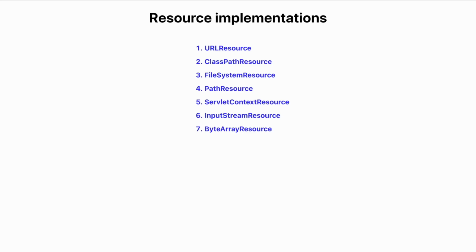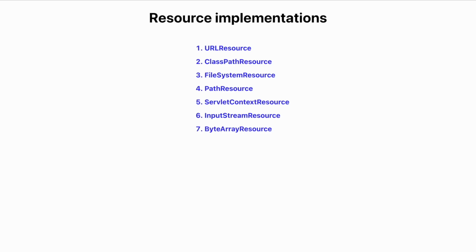FileSystemResource. This is the resource implementation for java.io.File handles. It also supports java.nio.file.Path but performs all operations via the java.nio.file.Files handle. PathResource. This is the resource implementation for java.nio.file.Path handles. It also implements the WritableResource interface.